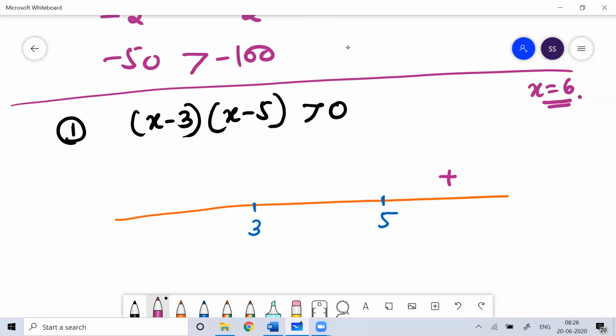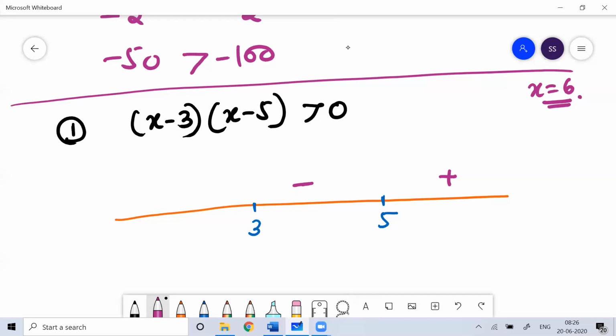Okay, so it doesn't matter if you take 6 or 7 or anything. You just focus on the sign here. Then think of any value between 3 and 5. Suppose I thought 4. Then 4 minus 3 would be positive, but 4 minus 5 would be negative. Ultimately, you'll get a negative value here.